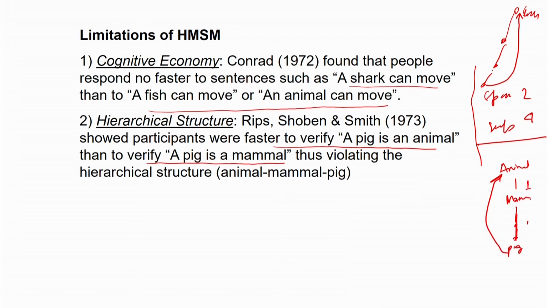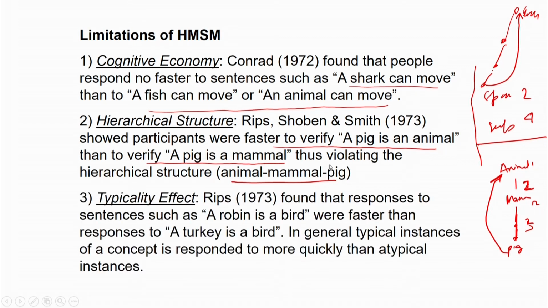So, we have 1 node and 2 nodes. When people are verifying 2 levels and people are verifying 3 levels, people verify 3 levels faster than 2 levels, and this is what the thing would look like. So, they found out that this idea of hierarchical structure was violated by the hierarchical network model.